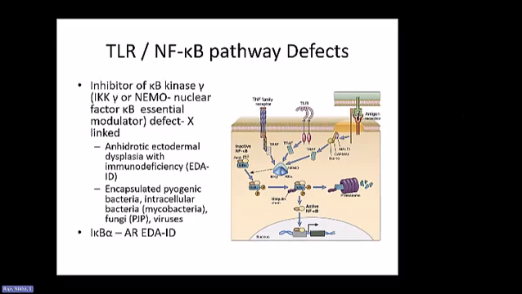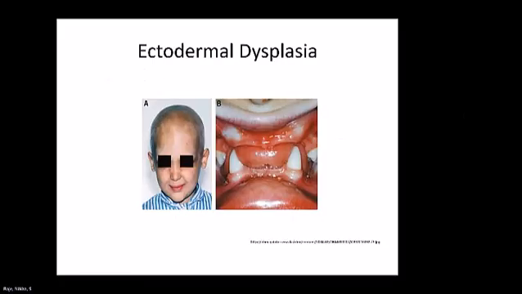Similarly, I kappa B alpha, so this is the inhibitor of kappa B. If that has a defect, it can also present with ectodermal dysplasia. So EDA-ID means ectodermal dysplasia associated with immunodeficiency. So that's a typical presentation that you might hear about. That's just showing the ectodermal dysplasia.